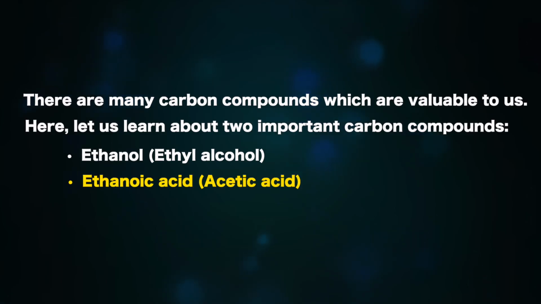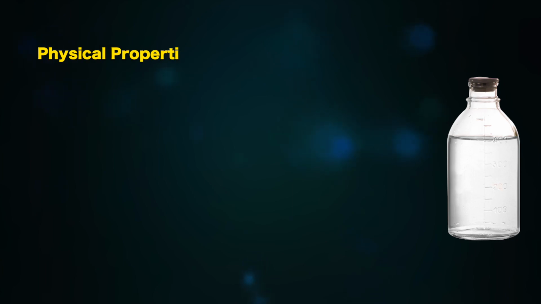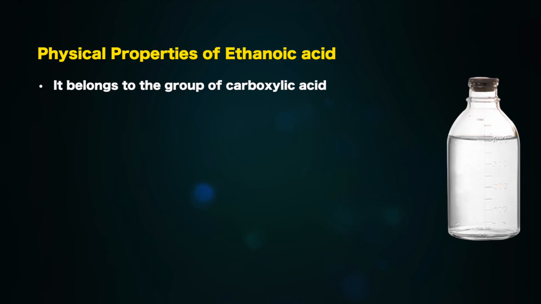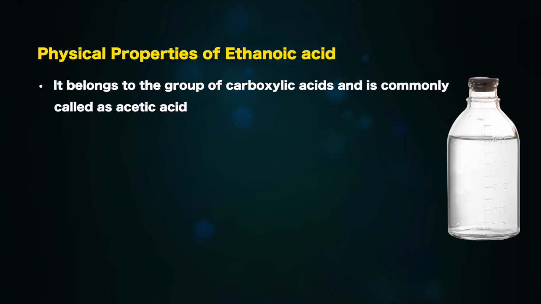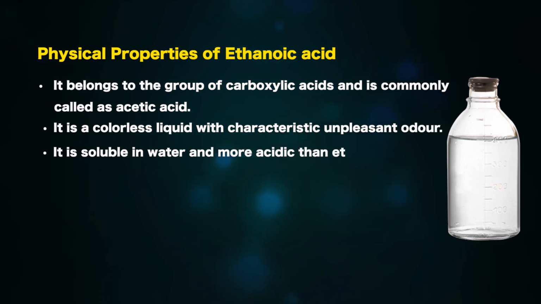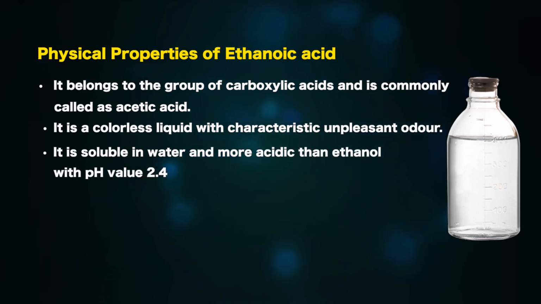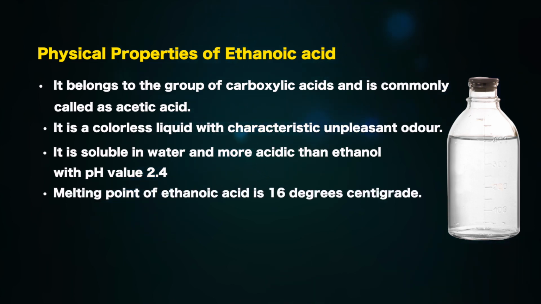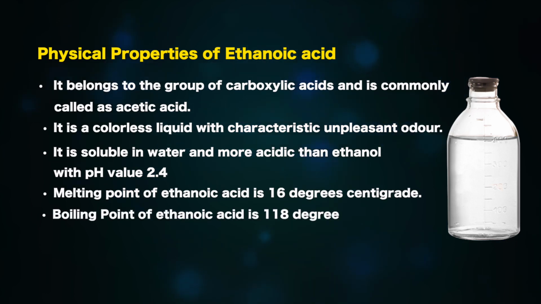Ethanoic acid. Physical properties of ethanoic acid. It belongs to the group of carboxylic acids and is commonly called acetic acid. It is a colorless liquid with a characteristic unpleasant odor. It is soluble in water and more acidic than ethanol with a pH value of 2.4. The melting point of ethanoic acid is 16 degrees centigrade. The boiling point of ethanoic acid is 118 degrees centigrade.